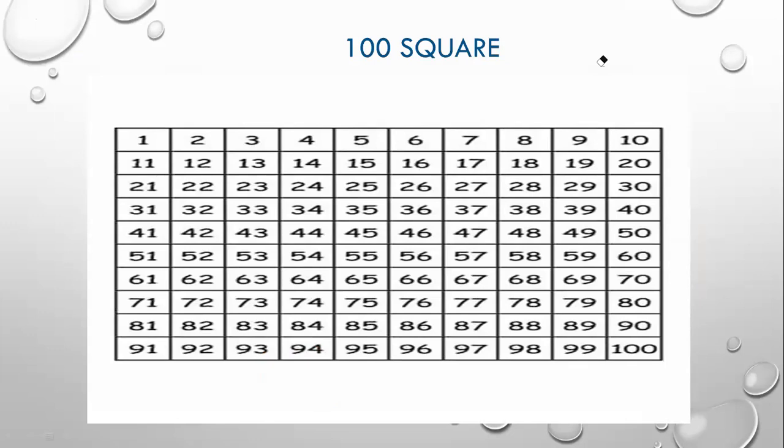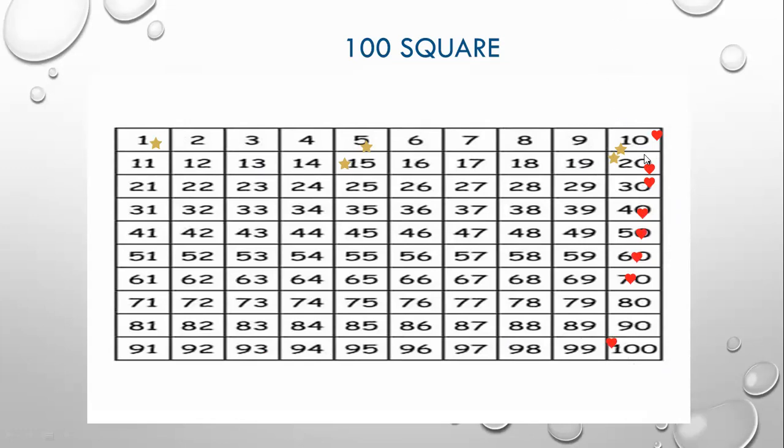First of all, we have seen 100 square. This is 100 square, numbers starting from 1 to 100. In this we have learned how we can count in fives. When we are counting in fives, we jump from 1 to 5, 5 to 10, 10 to 15, 15 to 20, and so on. But when we are counting in tens, we count only the numbers which are multiples of 10: 10, 20, 30, 40, 50, 60, 70, and so on, finishing on 100.